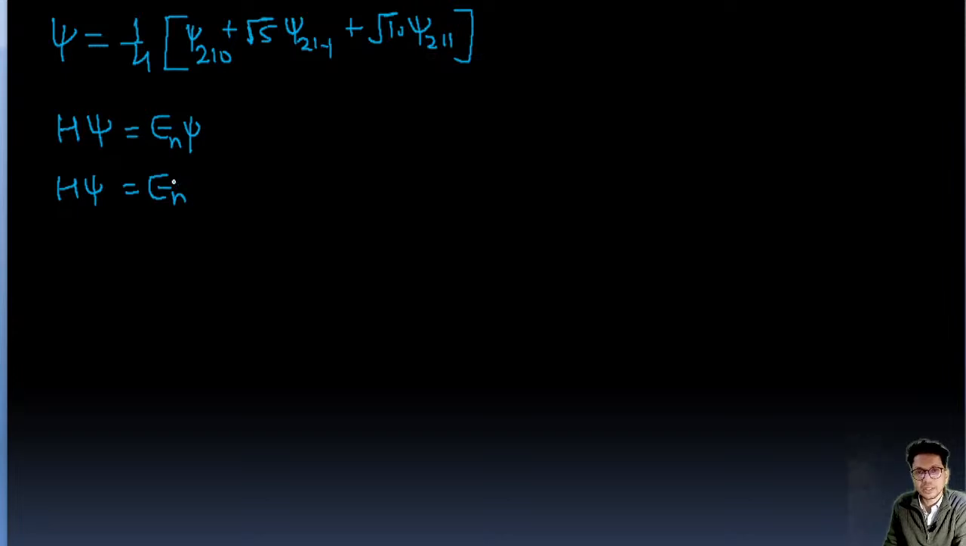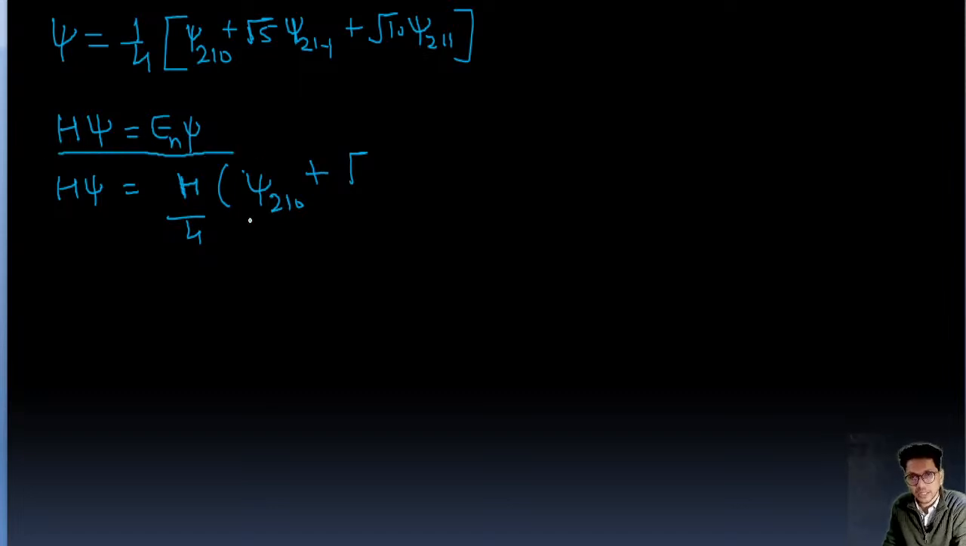So we'll write here the value of psi is En by 4, this is psi 210 plus root 5 psi 21 minus 1 plus root 10 psi 211. We know this should be like this, then psi is an eigenfunction of H. Okay, so this is going to be one-fourth.